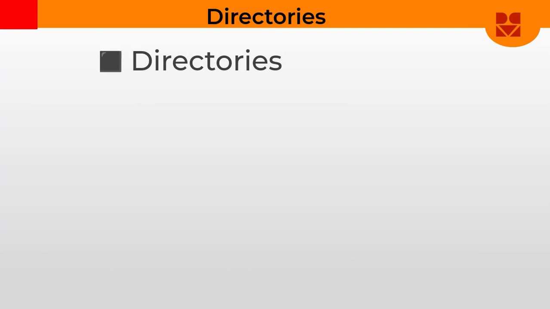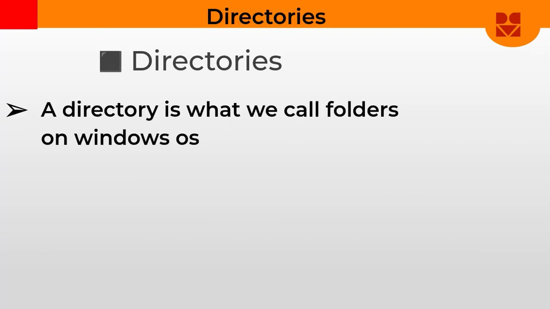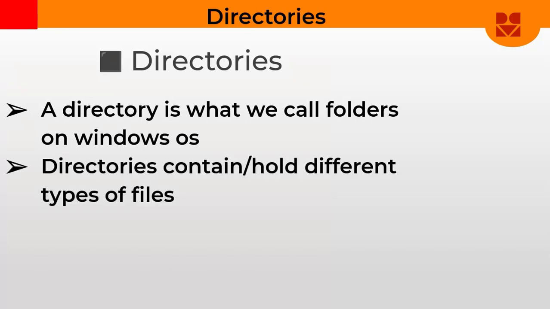Now, we can't talk about files without directories. So what are directories? Basically, directories are containers where we keep files, right, and other directories. On Windows, we call directories folders. So basically folders are what we call directories in Linux, right? And these directories contain or hold different file types. It can contain any file type at all: movies, music, text, any file type at all.